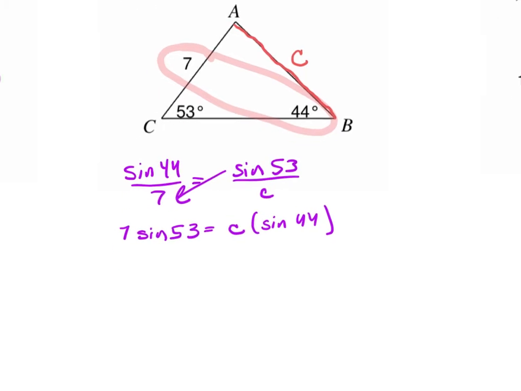How do I get c all by itself? Divide by the sine of 44. Correct.